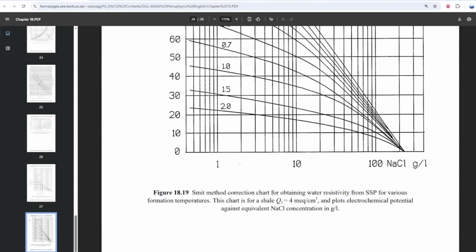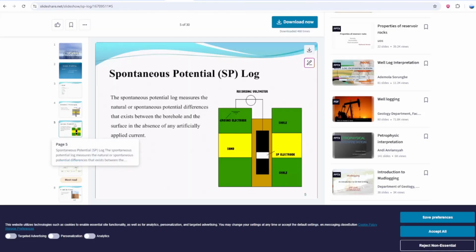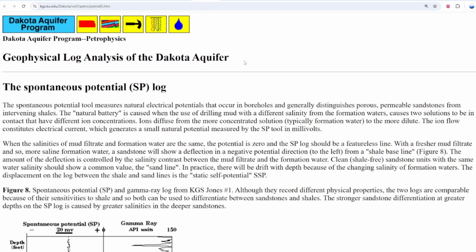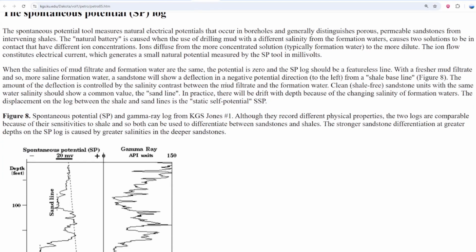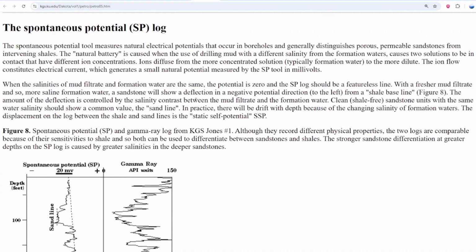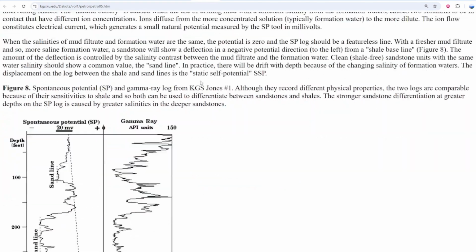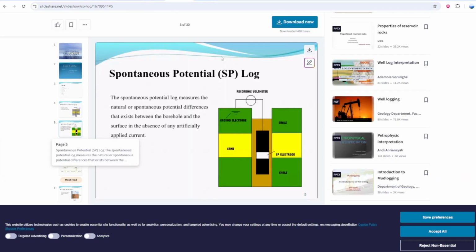Okay, so we know what's going on here. There are some currents, some potentials generated between those fluids that get into contact with different concentrations. So these potentials give us an idea of the rock, right? Because if the rock is porous and permeable, there's going to be more flow, and if we have a shale, it's going to be impermeable, so there's going to be less deflection. Let's see more information about this log.